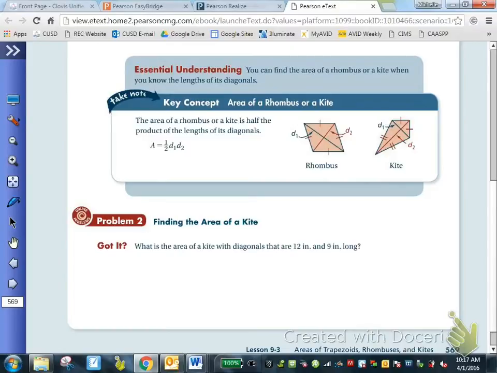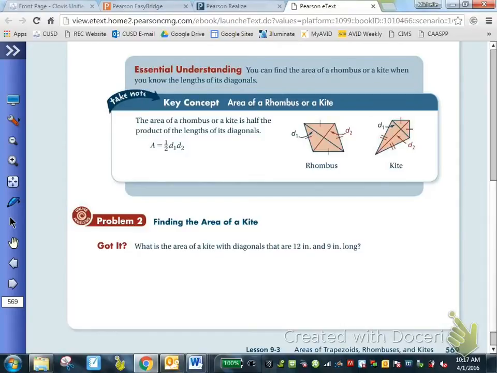Does that make sense? With a rhombus, which is a special case of a kite, all the sides are congruent. Can you think of a special case of a rhombus? So a quadrilateral where all 4 sides are congruent. A square. What's the difference between a square and what's pictured here? A square has all right angles. So a square is a special case of a rhombus. A rhombus is a special case of a kite.